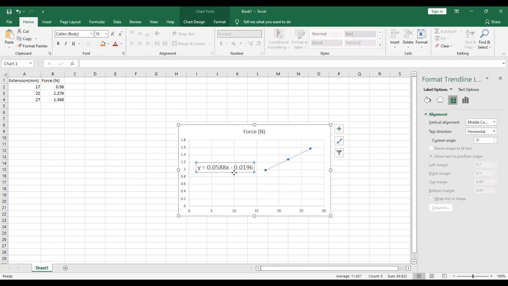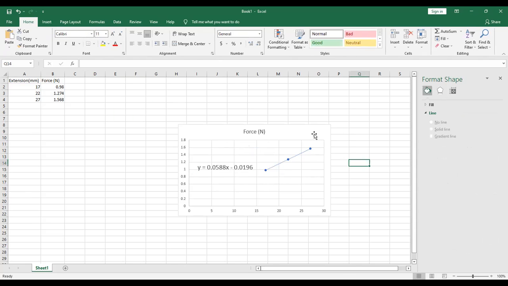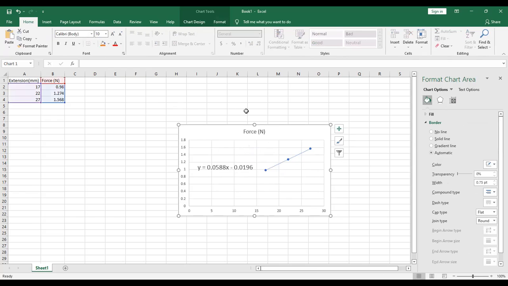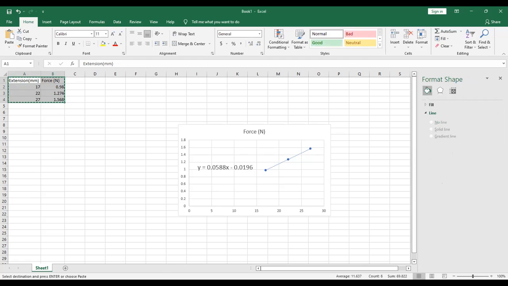This is our graph. By using this, I'm going to bring this data to this. This is the graph we drew, and I also showed the data points there.